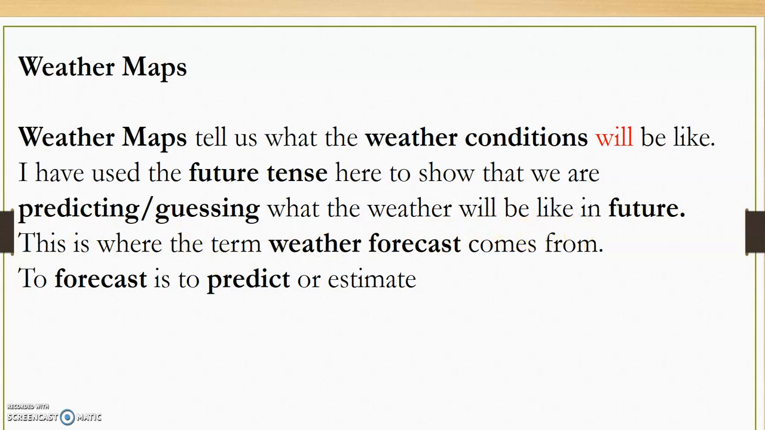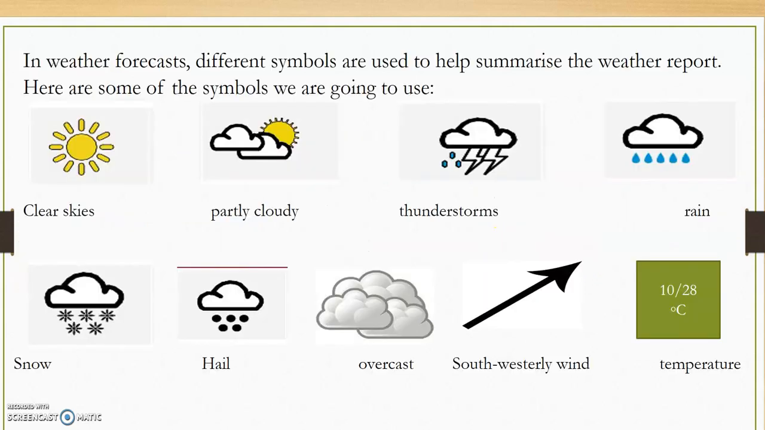This is where the term weather forecast comes from, because the word forecast means to predict or to estimate. All right, so in weather forecasts, different symbols are used to help summarize the weather report. Here are some of the symbols we are going to use. And I've used all these symbols in my past lessons, whether we were dealing with cloud cover, or rainfall, or temperature. So now I'm putting everything together so that at least we are able to come up with a weather report.